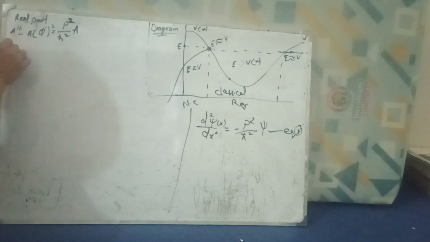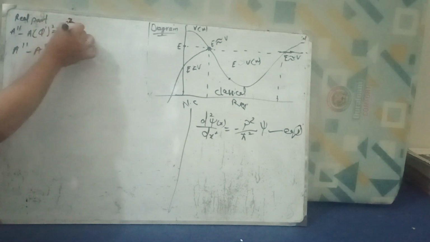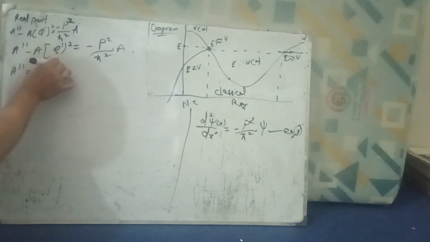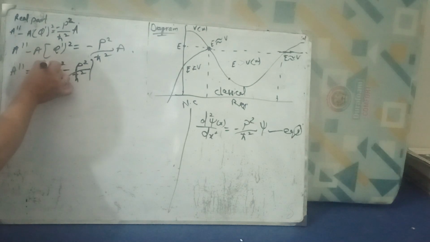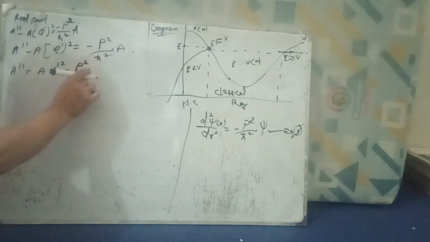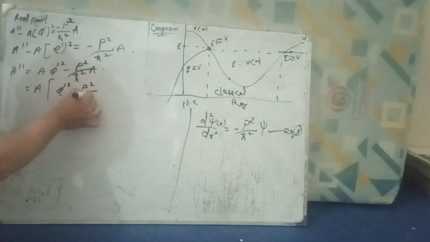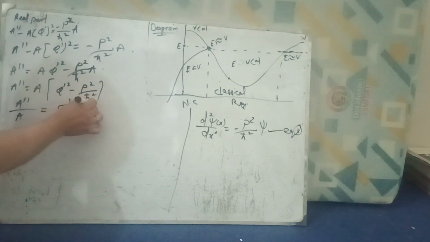I am taking the real part. So A double prime minus A into phi prime whole squared is equal to minus p squared divided by h cut squared into A. So A double prime is equal to A phi prime squared minus p squared by h cut squared into A. Taking amplitude A common, phi prime squared minus p squared by h cut squared, in brackets, dividing by A on both sides, this will be A double prime divided by A is equal to phi prime squared minus p squared divided by h cut squared.